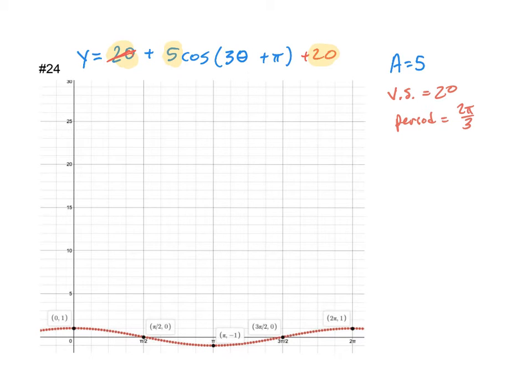And we also have talked about the phase shift, the horizontal shift. We call that the PS. And the PS is the opposite of this number, pi, divided by 3. For us, that means negative pi over 3.